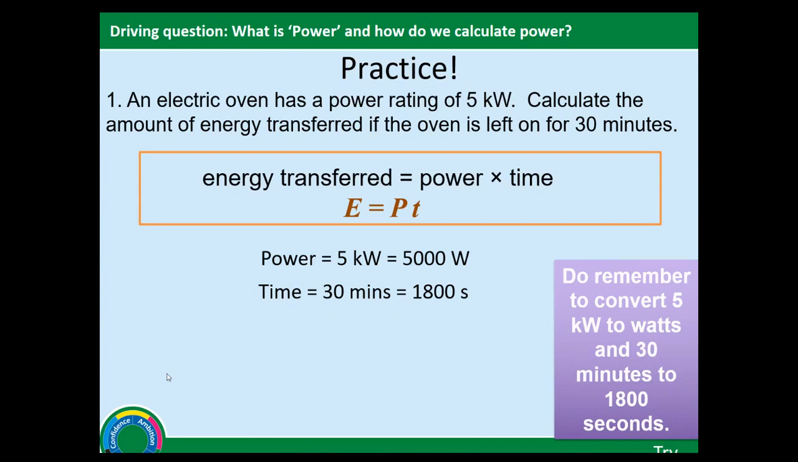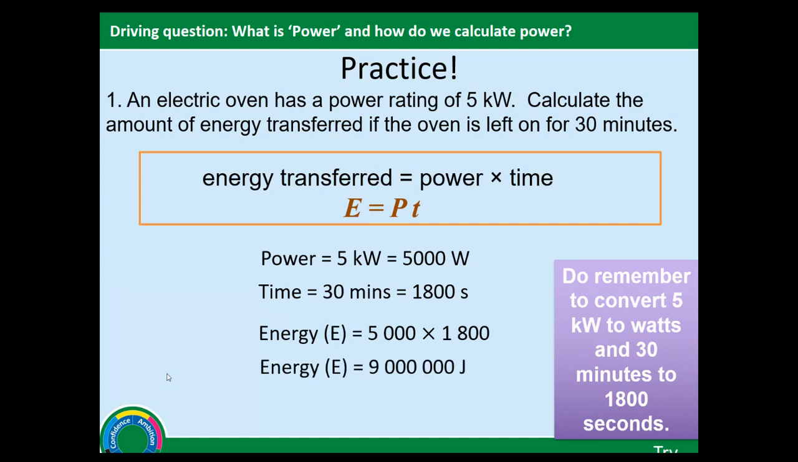Two things here I want to point out: the power was in kilowatts, so you have to multiply by 1,000. The time given to you was 30 minutes. You multiply by 60 to convert to seconds, so you get 1,800 seconds. Then you substitute into your equation and get the answer of 9 million joules, which can also be written as 9 megajoules. 10 to the power 6 is mega, 10 to the power 3 is kilo. Please note those conversion units.